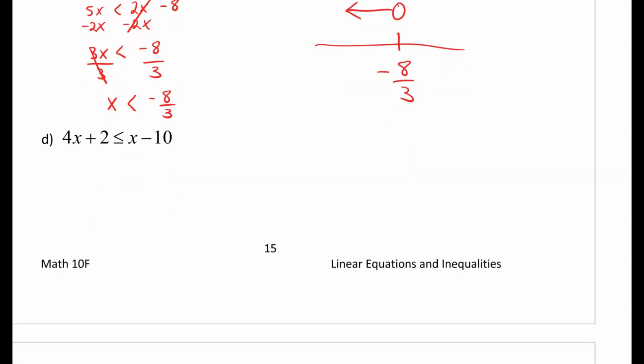For D, I'm going to get you to complete this one on your own. You follow the exact same steps. You want to get all of your constants onto the right hand side and move your variables to the left hand side. And then you want to isolate for x.